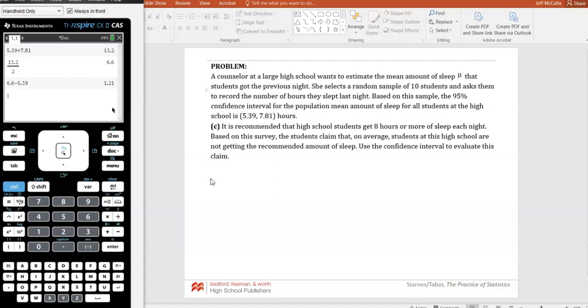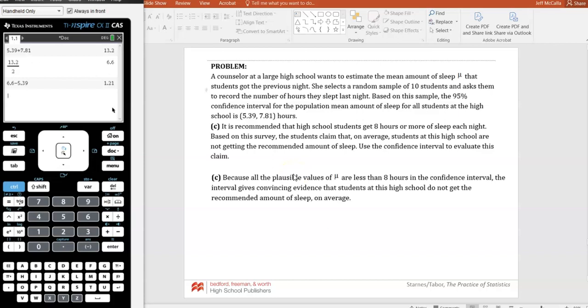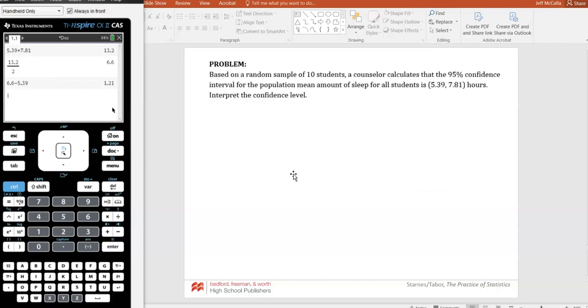So this is a very common thing here. Does that interval, 5.39 to 7.81, contain that mean of 8? Is it within the interval? It's not. So I would say we are pretty confident that these students are not getting 8 hours of sleep on average, right? Because all plausible values, I like the way they said that, are less than 8 hours, 5.39 to 7.81. The interval gives convincing evidence that students in the high school did not get the recommended amount of sleep, and that's no surprise, right?